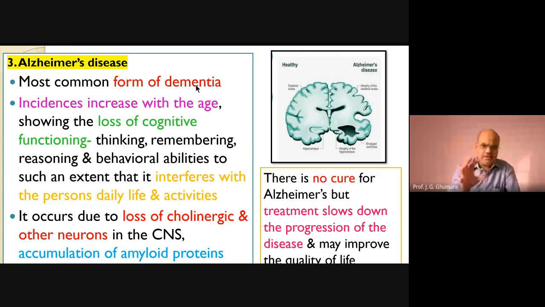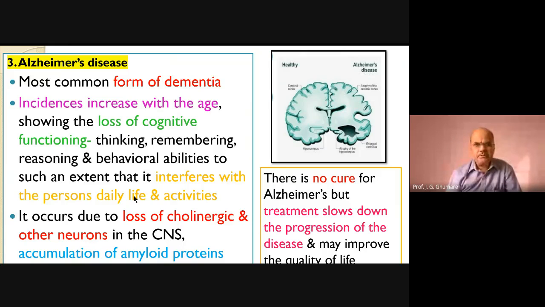Dementia, when we say it, is an ability to interfere with the normal activity of a person. And this is a form of dementia where incidence increases with age. Actually, it is an old age problem. Loss of cognitive function like thinking and remembering and reasoning and behavioral ability, to such an extent that they interfere with the person's daily life and activity. This is called Alzheimer, remember.